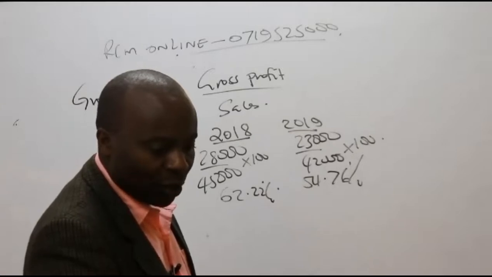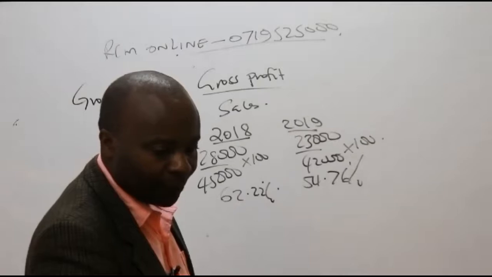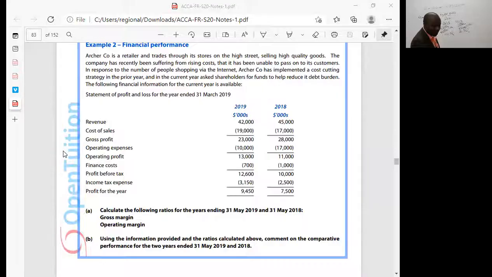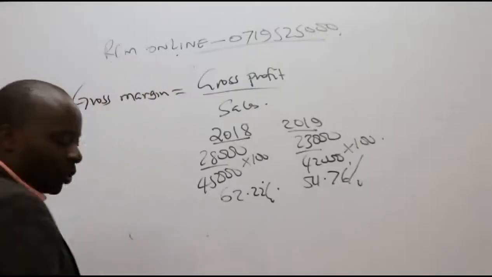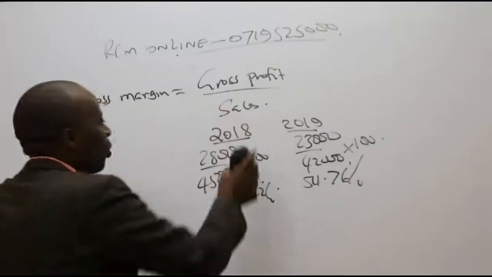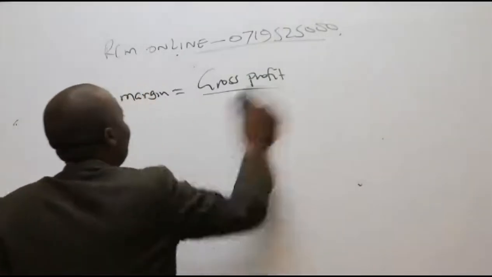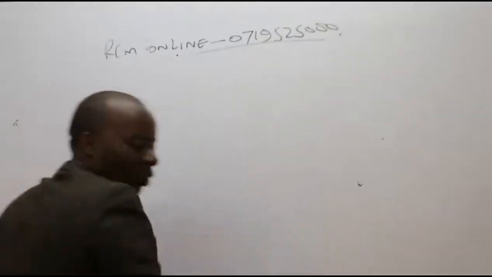Okay, so from there we look at the other one that they want us to calculate here. The other one which they want us to calculate here is the operating margin. How do we get operating margin? Operating margin is quite a simple one. Operating, from the word operations, will not really disturb me at all.